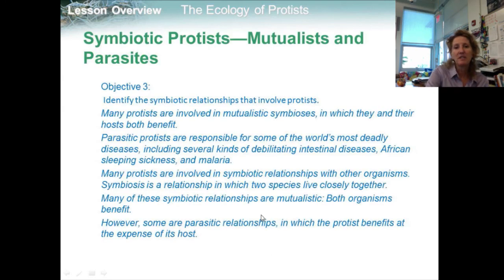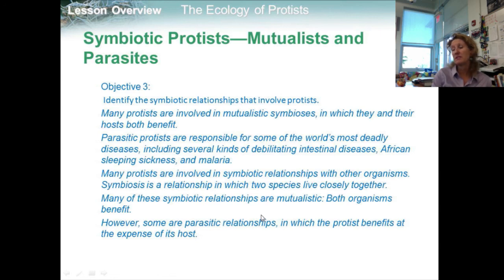So objective 3 is to identify the symbiotic relationships that involve protists. Well, it's very varied. Many protists are involved in mutualistic symbiosis in which they and their host both benefit. Parasitic protists are responsible for some of the world's most deadly diseases, including several kinds of debilitating intestinal diseases, African sleeping sickness, and malaria too.